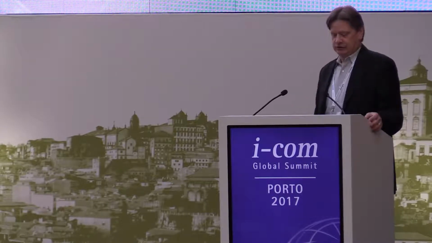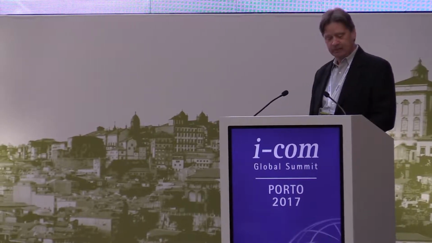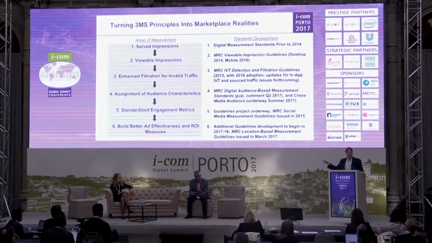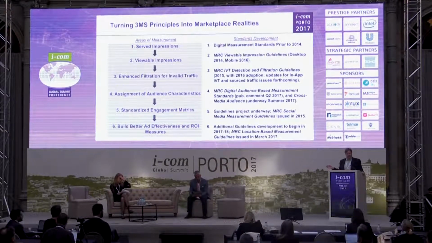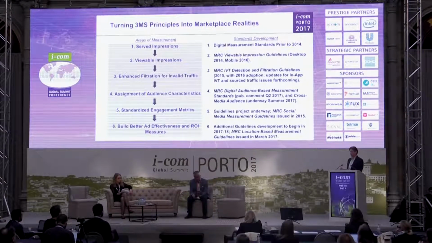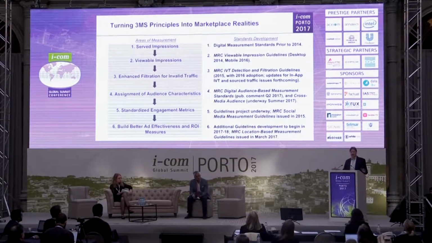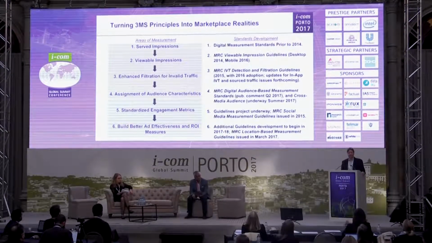So the way we're going about doing that, turning these kind of broad principles into realities that the marketplace can transact on, is we've addressed each of these areas of measurement in a sequential fashion. So beginning with served impressions, we're currently updating, modernizing the standards for measuring what constitutes a served impression, but more importantly, moving away from the concept of a served impression to viewable impressions, where opportunity to see is established. We've done that with viewable impression guidelines for desktop in 2014, and last year we came out with the mobile viewable impression guidelines.